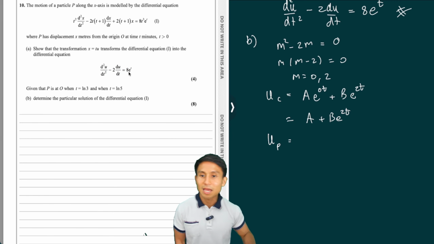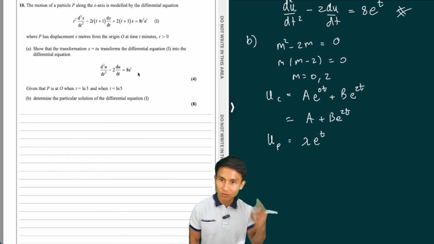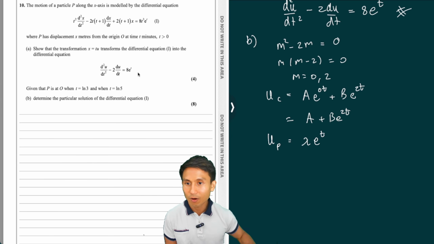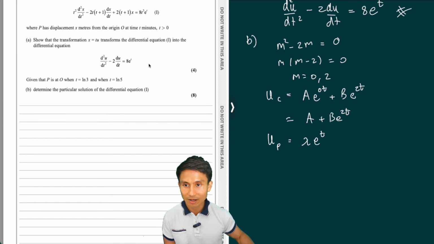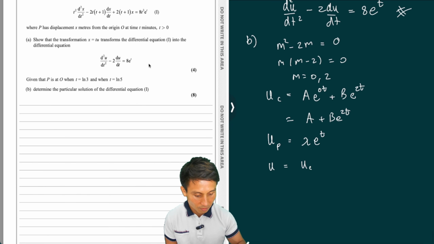This is 8e to the t, so we just do lambda e to the t as well. Yeah, it should have the same exponent there. Okay, now if we put everything into this, so u will be the complementary function plus the particular integral, which is a plus b e to the 2t plus lambda e to the t.